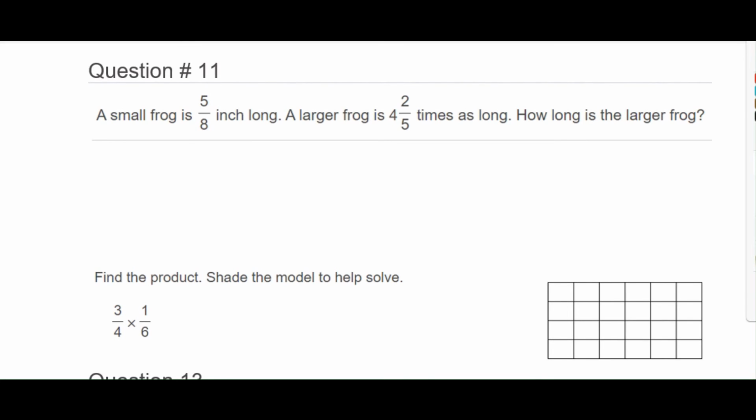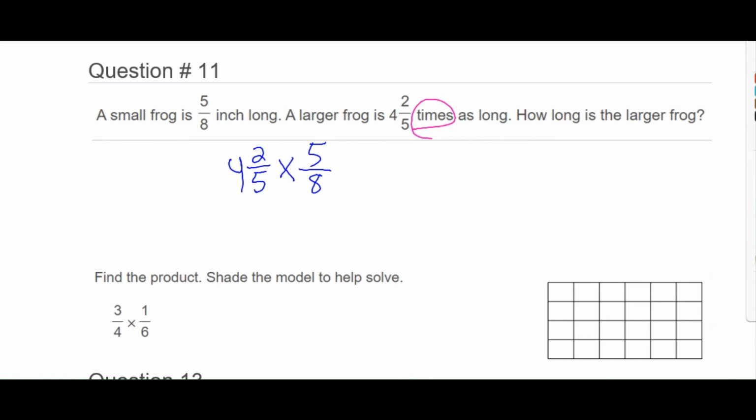A small frog is 5/8 inches long. This is number 11. A longer frog is 4 2/5 times as long. It's telling you what operation right there, times as long. How long is the larger frog? So you have to know that 4 2/5 times as long. It's literally that the expression is right here.